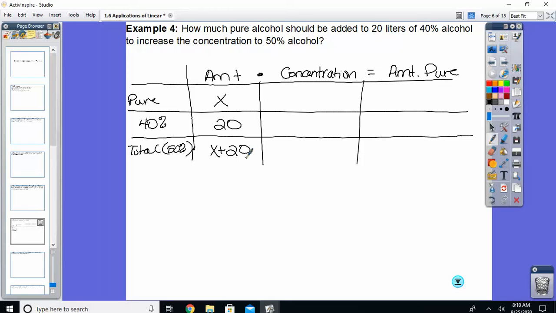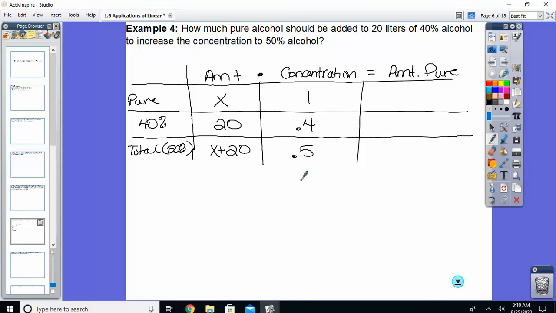Okay, concentration. If it's pure, what percent is that? 100%. When we put these percents in, we have to change them to decimal form. So 100% is just 1. 40% would be 0.4, 0.40. And the total was 50%, so 0.5.